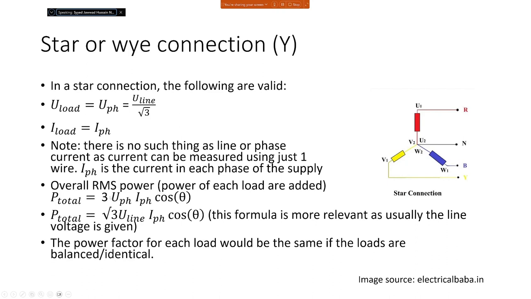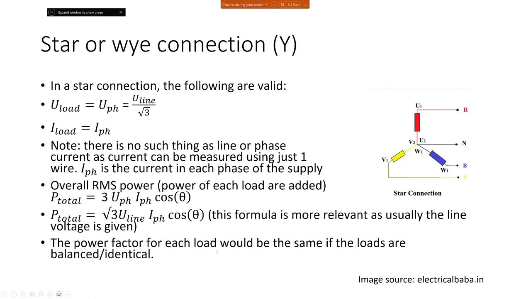Sorry for the interruption. We previously calculated the overall RMS power. So we just add the powers, because we are looking at RMS already, so there is no phasing between the powers; they are all at the same time. So 3 U_ph I_ph cos theta, and that's just the power factor. And if you write it in terms of line voltage, it's just divided by root 3, that's all.